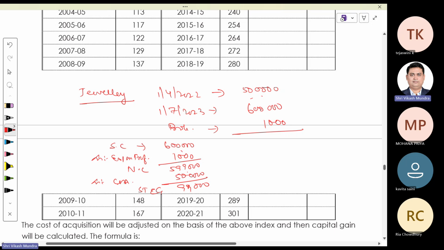Now, how to compute long-term capital gain? That part we will discuss in our next session, which will be held on 4th of November. Till now, if you have any question, any query, we have a couple of minutes to resolve those.